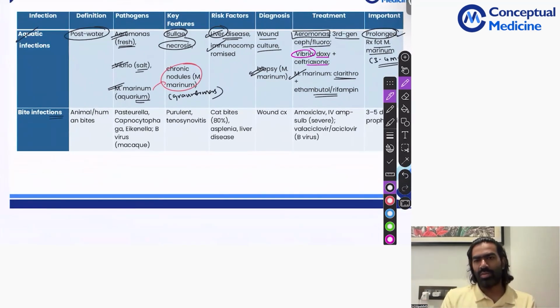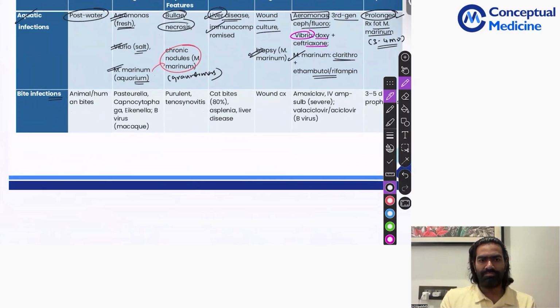Coming to bite infections. So what are bite infections? We're talking about human or animal bites here. I would say Pasteurella is very, very important. That too, in cat bites, Pasteurella multocida is very, very common.